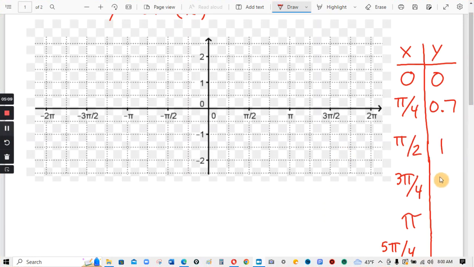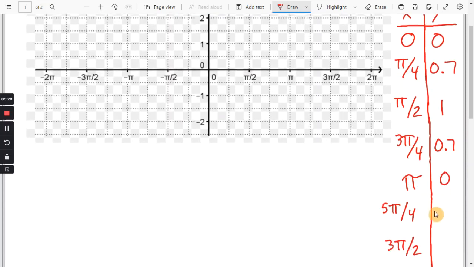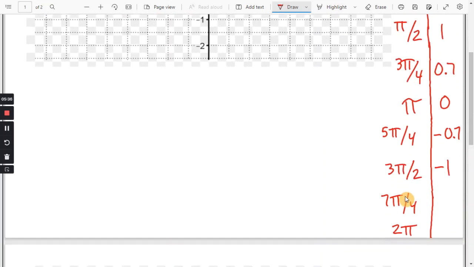So at 3/4 pi, it goes back to 0.7. And then back to 0. And now we get into the negatives, negative 0.7, and down to -1. And then back up to negative 0.7. And then back to 0.